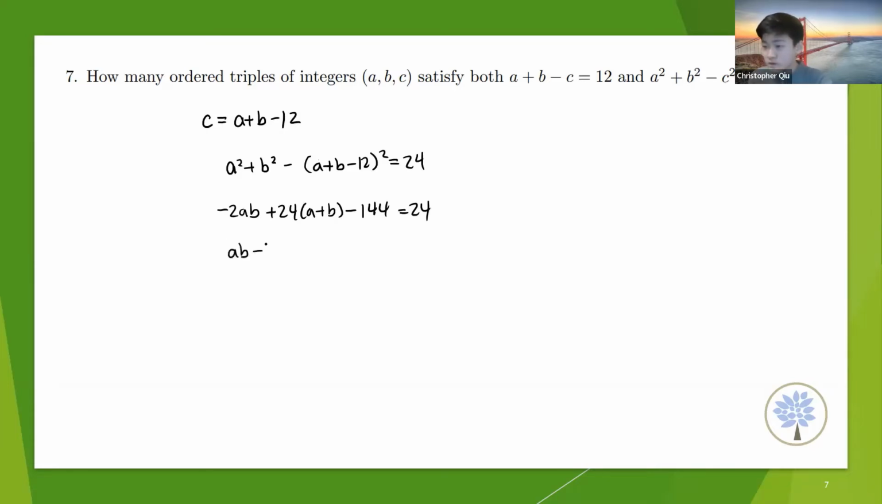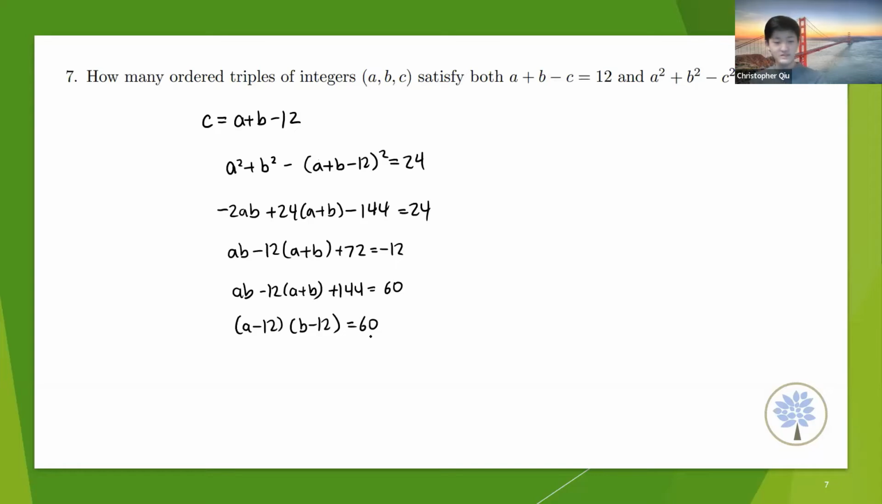So let's divide out by -2. Sorry, -2, not -12. And then let's add 72 to both sides. So we have this equation. And then we recognize the left-hand side of this equation to be something that we can factor using Simon's favorite factoring trick. Specifically, we can rewrite the left-hand side as a minus 12 times b minus 12. And this is equal to 60.